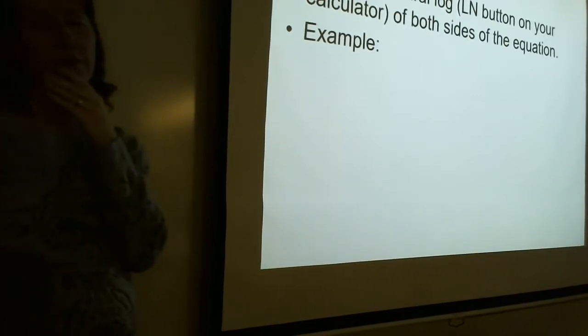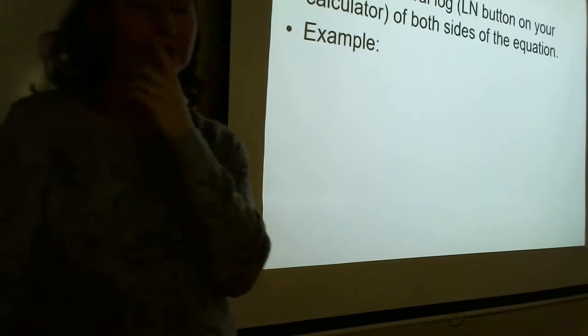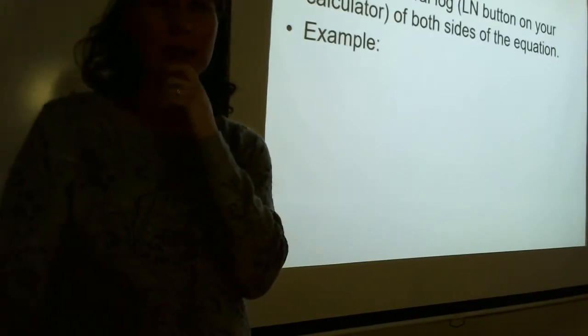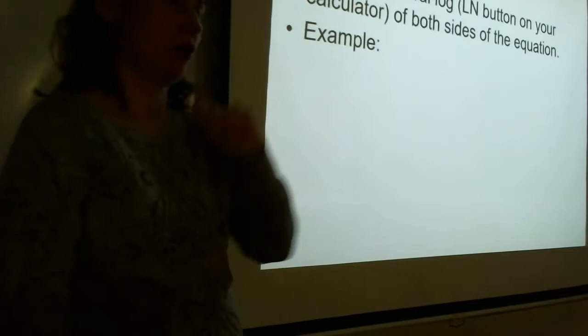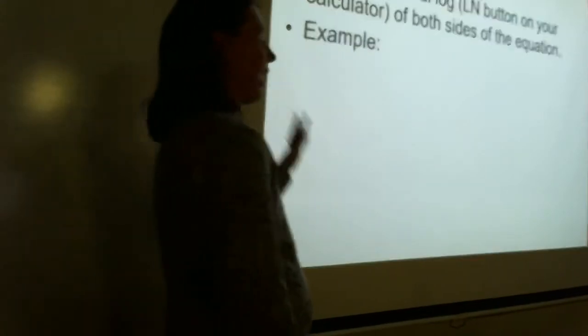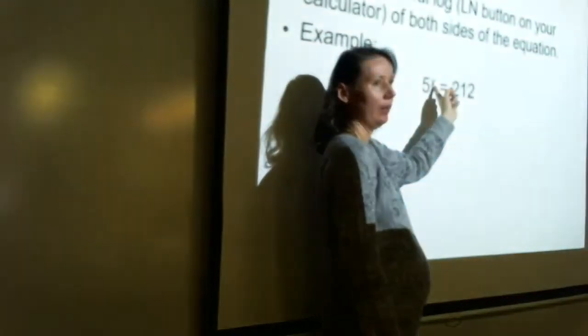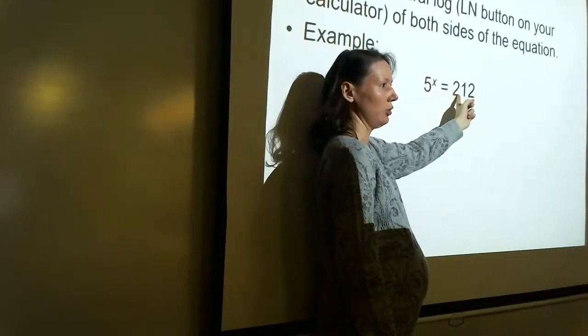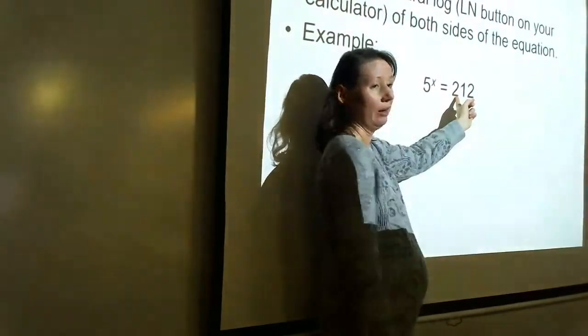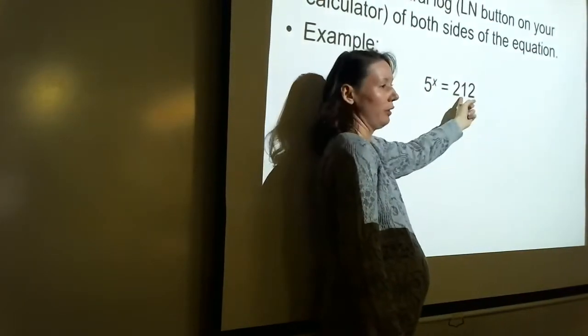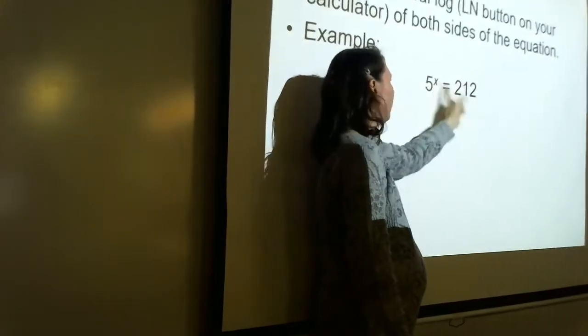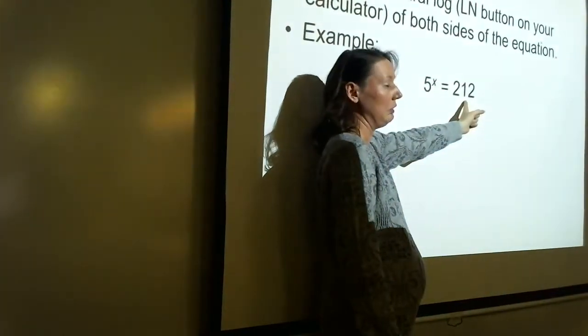Do you guys know how to solve for an exponent in a variable? Is that something you already know how to do? Do I need to spend time doing that? Let's do it just to make sure. All right, if you've got a variable in an exponent, right? 5 to the x is equal to 212. That's not something you can do just off the top of your head, right? If they said 5 to the x is equal to 25, okay, that's easy. 5 to the x is equal to 212, not so easy.